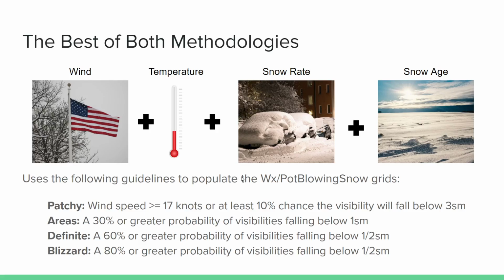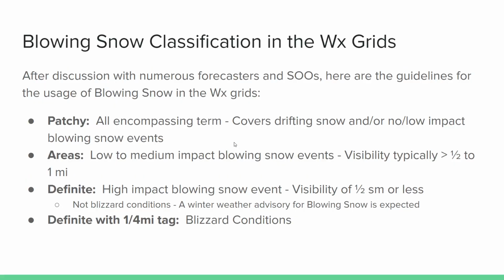So again, marrying up the best of all the methodologies to give us our best interpretation of blowing snow, with the focus of trying to take into account, the best we can, the snowpack itself. Breaking that down even more, patchy is an all-encompassing term, and is either low impact blowing snow or just drifting snow, especially the problematic drifting snow where the road temps may be sub-freezing to begin with, but then we heat up during the day and the snow starts to blow across it and stick to it, and we cause somewhat of a mess. Areas of blowing snow is those low to medium impacts, probably thinking about advisory-esque kind of things.